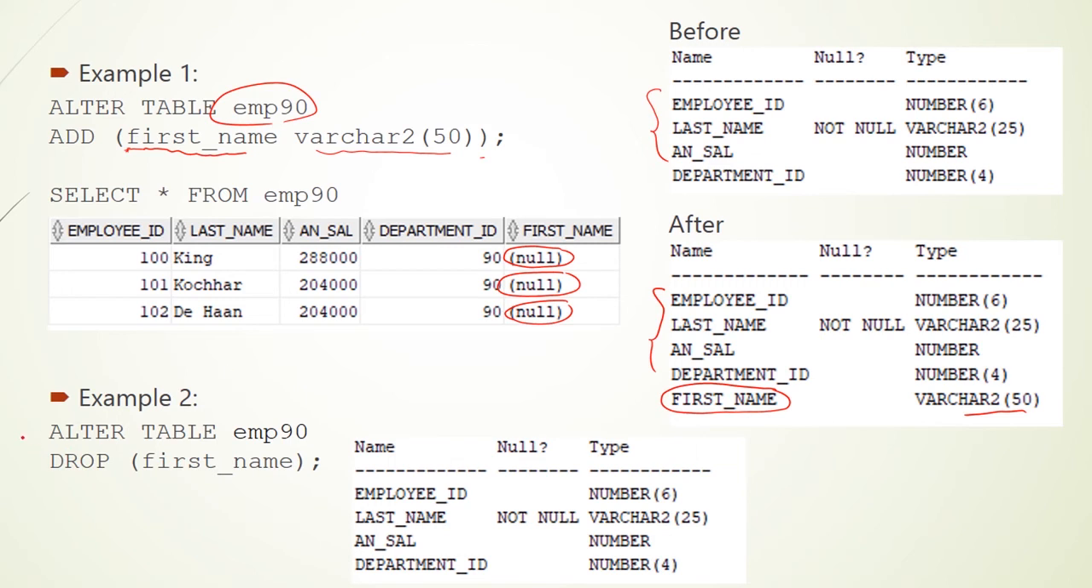Here in example 2, we drop a column from a table, alter table emp90 drop first name. We drop the column called first name. If you run describe command, as we can see, the table now contains only 4 columns and first name dropped from the table.